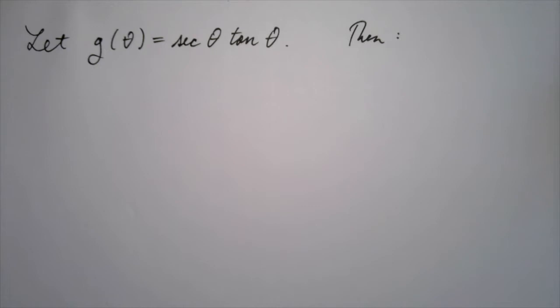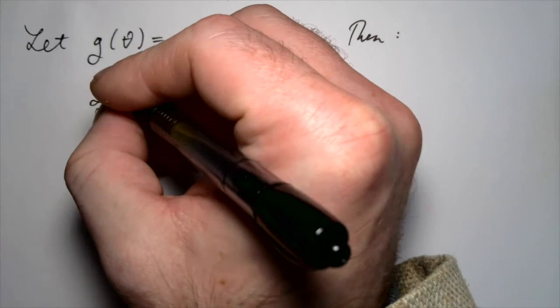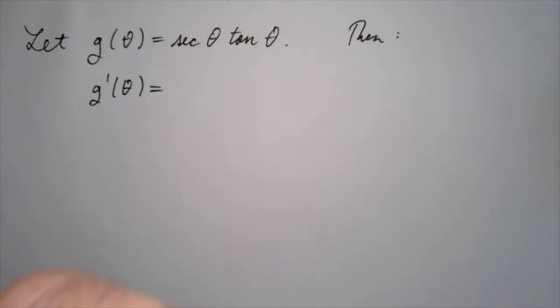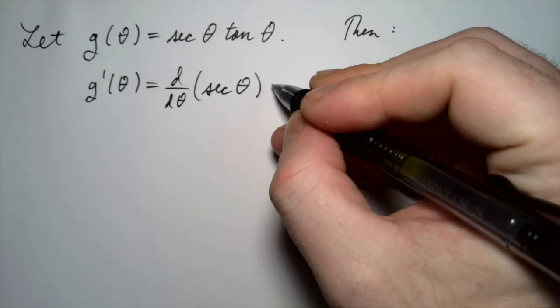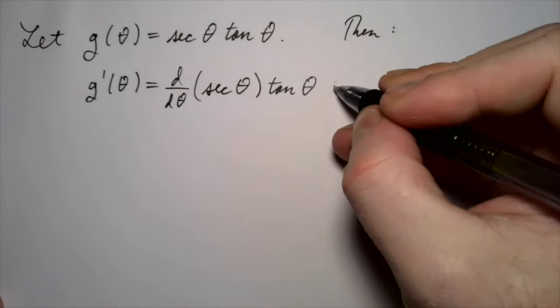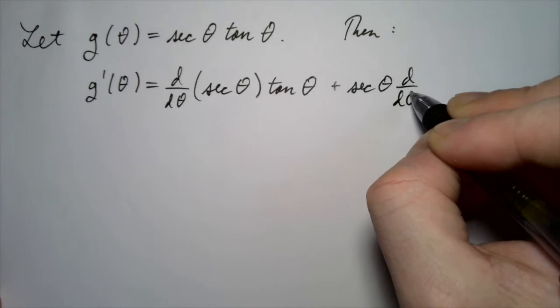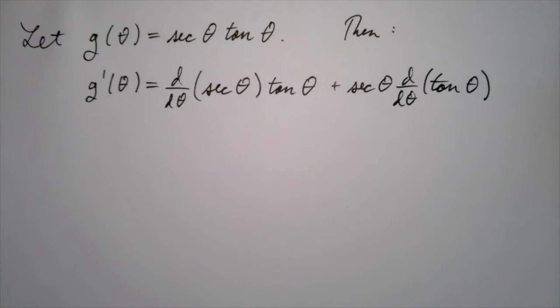Everything works the same if we use theta as our variable instead of x. It's all the same, just using a different symbol for the variable. It's good practice. So we have a product of two functions here. To find the derivative of secant times tangent, we need to take the derivative of the first times the second plus the first times the derivative of the second. Nice. All right, that's the product rule.